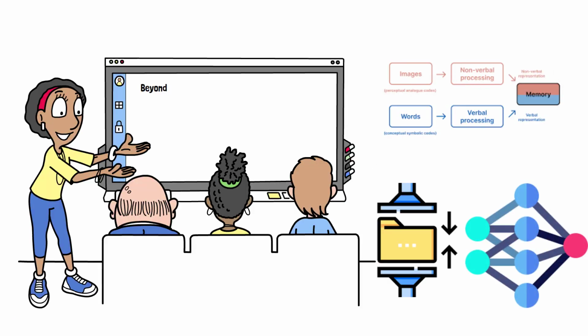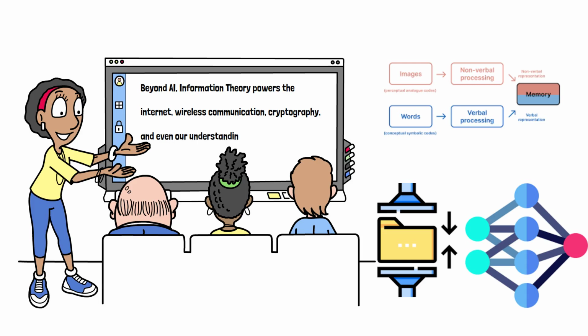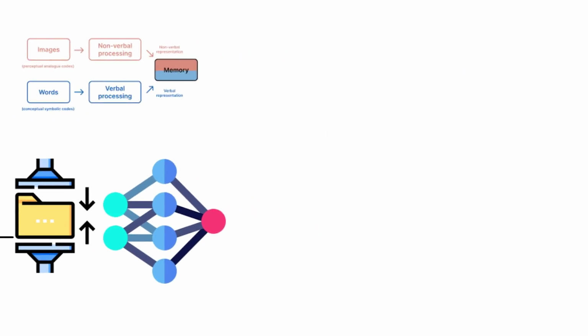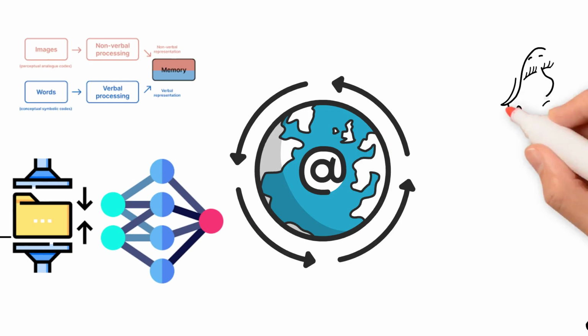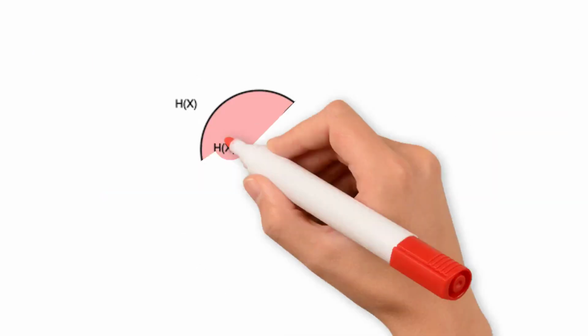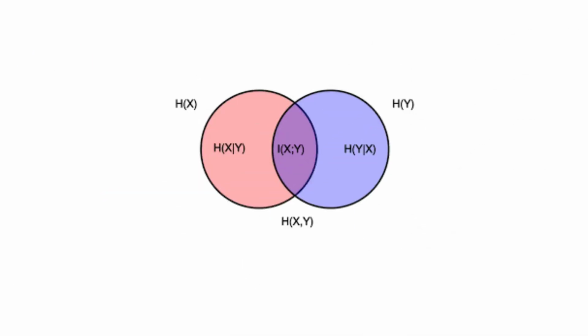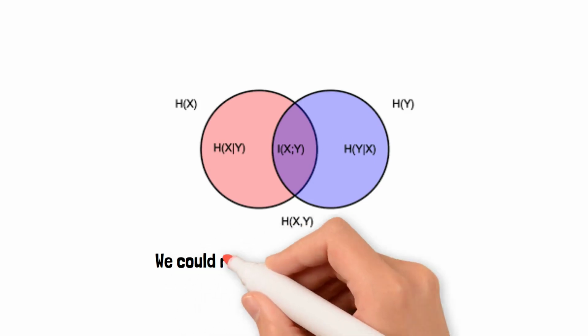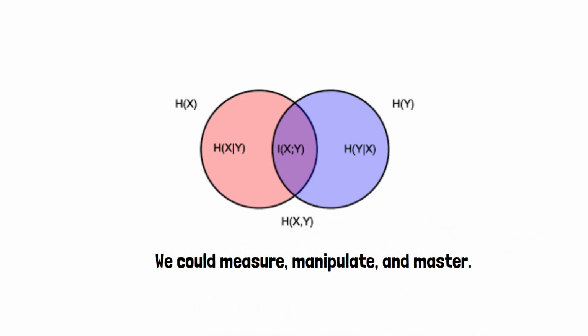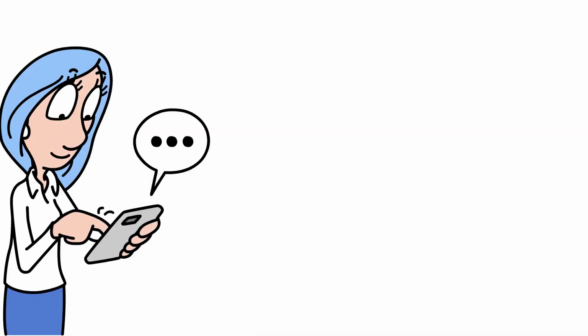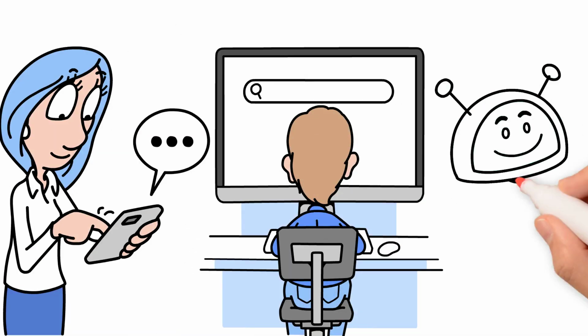Beyond AI, information theory powers the internet, wireless communication, cryptography, and even our understanding of DNA sequences. Without it, the modern world simply wouldn't exist. So, information theory transformed information from something abstract into something we could measure, manipulate, and master. It's the mathematics behind every text message, every Google search, and every AI model.